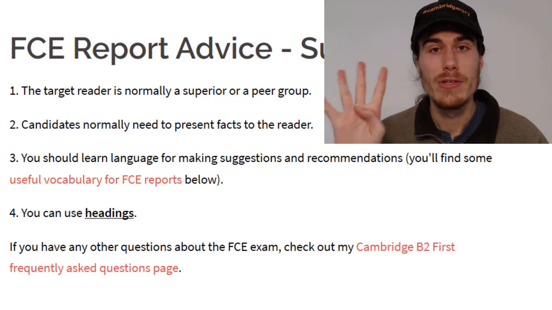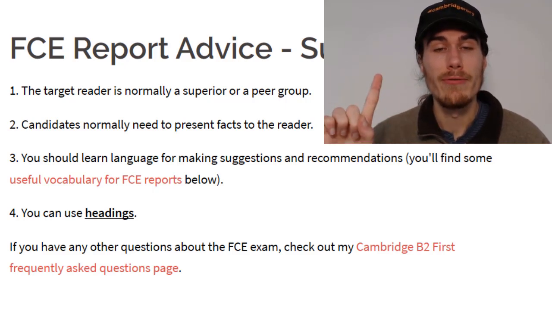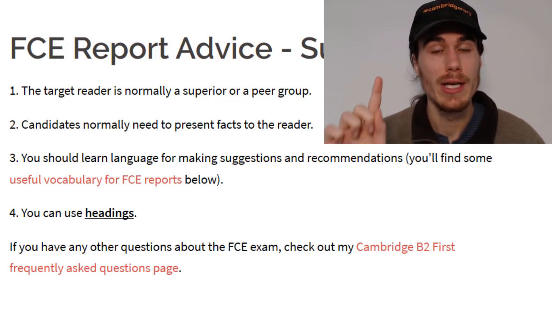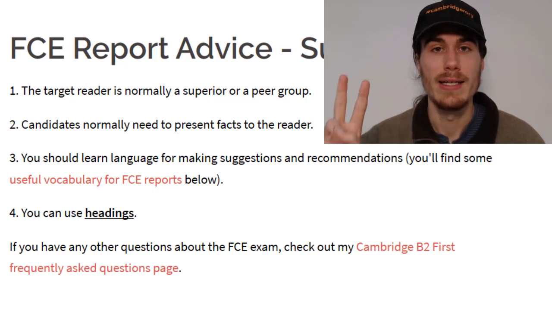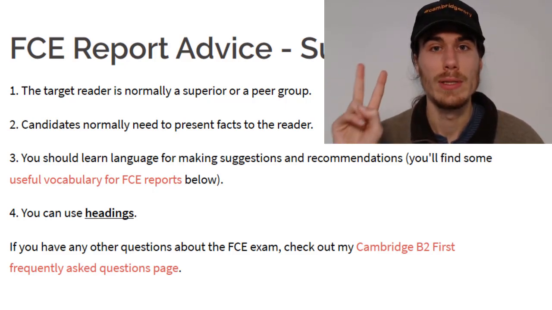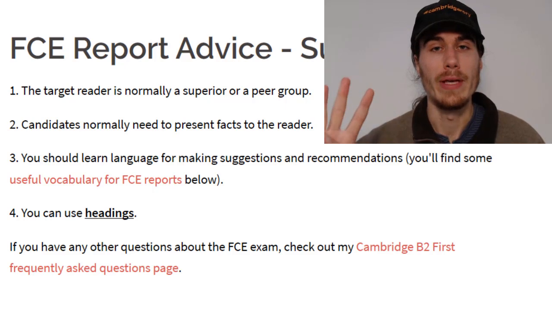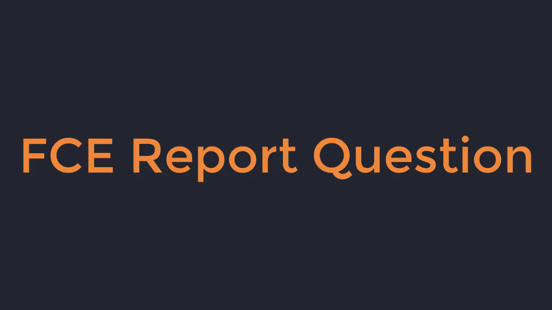So just to summarize those 4 main points again: it'll be written for a group leader, or a superior, or a group of your peers. That's who will be reading the report, so that determines what type of language you need to use. Secondly, you need to write factual information, to present facts in an appropriate style. Thirdly, you need to make suggestions or recommendations. And fourth, it would be a good idea to use headings and subheadings in your report.